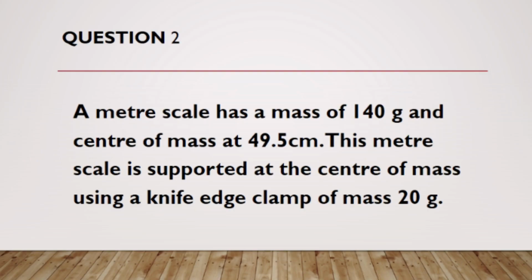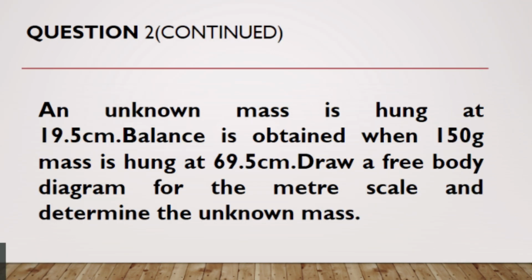A meter scale has a mass of 140 gram and center of mass at 49.5 centimeter. This meter scale is supported at the center of mass using a knife edge clamp of mass 20 gram. An unknown mass is hung at 19.5 centimeter. Balance is obtained when a 150 gram mass is hung at 69.5 centimeter. So here the question is, draw a free body diagram for the meter scale and determine the unknown mass.